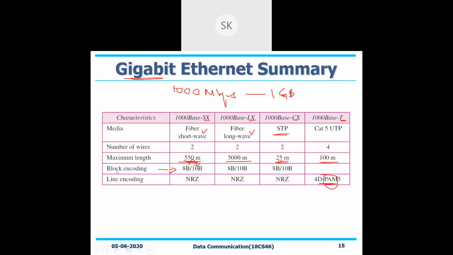So the next one is block encoding. See here, your 8 block of code will be encoded as a 10 block, and it will be sent to the other end. With respect to your LX it is also the same thing. With respect to your CX, we are also using the same scenario. But for the line encoding technique, with respect to short wave, long wave, followed by the copper coating principle, we are using non-return to zero. That's it. Non-return to zero, you can use inverted also, or else you can go with another technique. Here we are going to deal with non-return to zero with the polar technique.